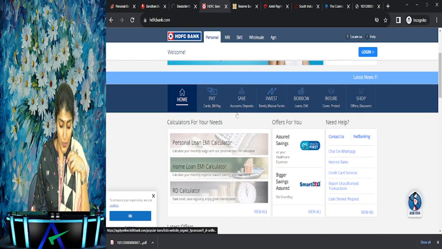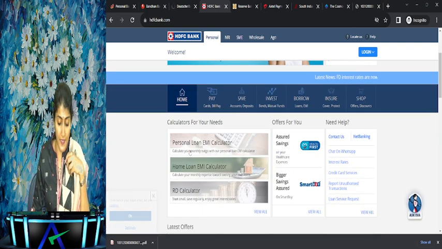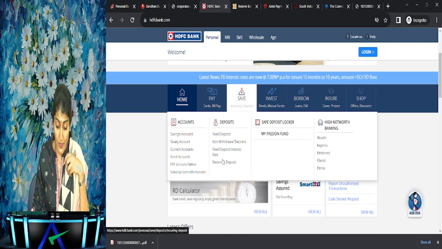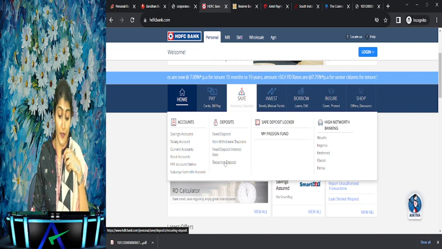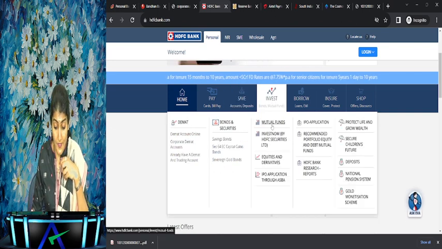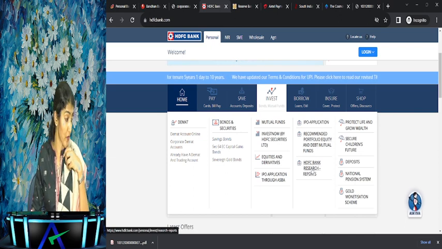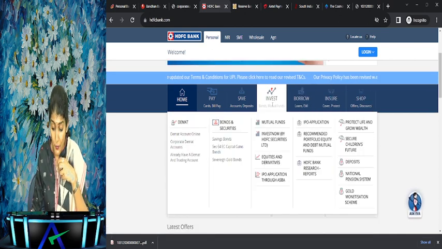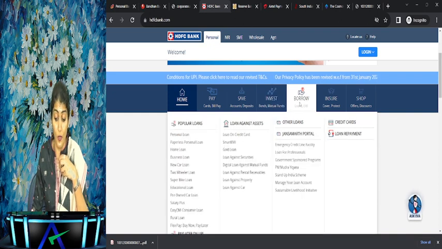Then again, a very popular private sector bank is the HDFC Bank. What does it say? Account, savings account, salary account, current account, rural account, PPF account, Sukanya Samriddhi account, then deposits: fixed deposit, non-withdrawal deposit, fixed deposit interest rate, recurring deposits. Then they also talk about investing in mutual funds, investment by HDFC Securities, equity, IPO application through ASBA, recommended portfolio, HDFC Bank research reports. Then also the insurance services being provided, protect life and grow wealth, secure children's future, deposits, national pension system, and the gold monetization scheme.